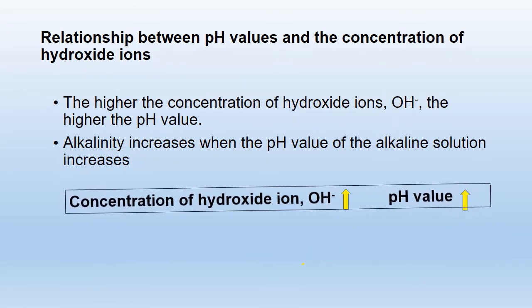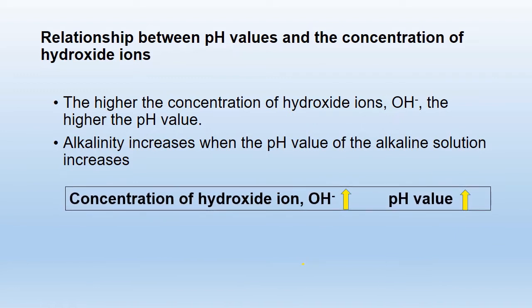Relationship between pH values and the concentration of hydroxide ions. The higher the concentration of hydroxide ions, the higher the pH value. Alkalinity increases when the pH value of the alkaline solution increases.